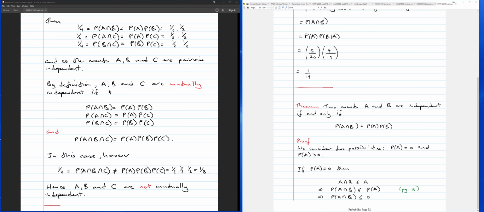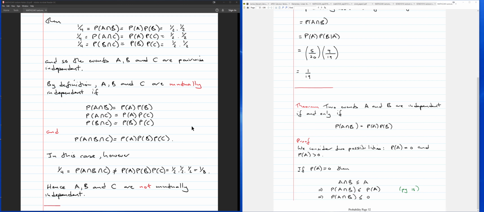If I have three events A, B, and C that are independent, then you would have that the probability of A intersect B is equal to the probability of A times the probability of B, and similarly the probability of A intersect C is equal to the probability of A times the probability of C. And the same thing for B and C. And also if I have the intersection of the three events A, B, and C, then the probability of A intersect B intersect C is equal to the probability of A times the probability of B times the probability of C.